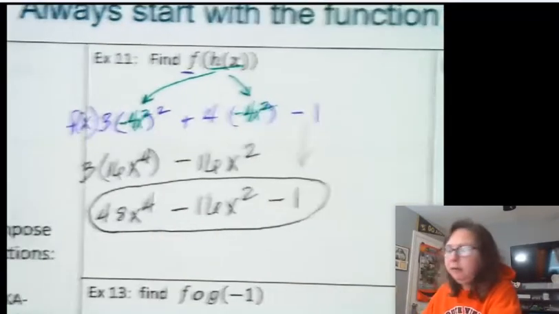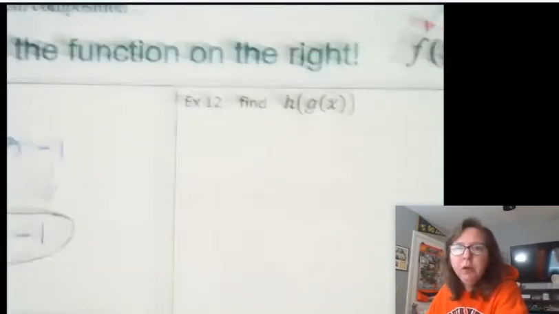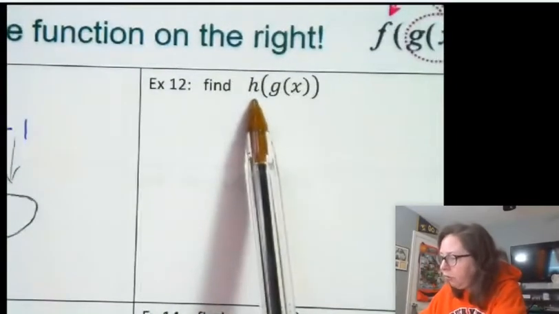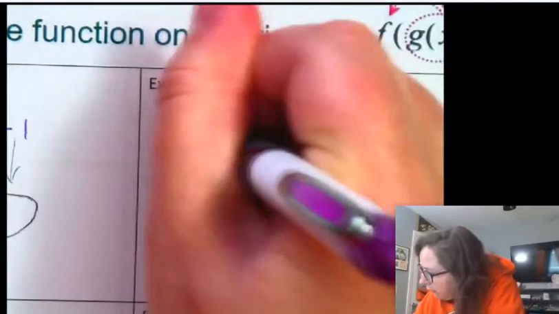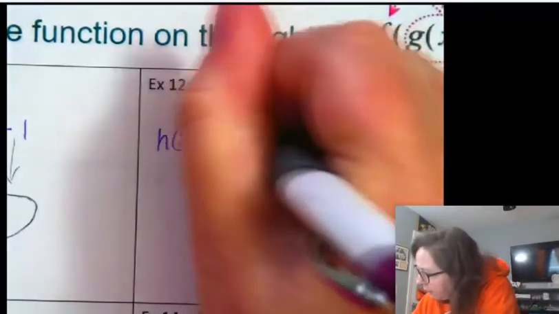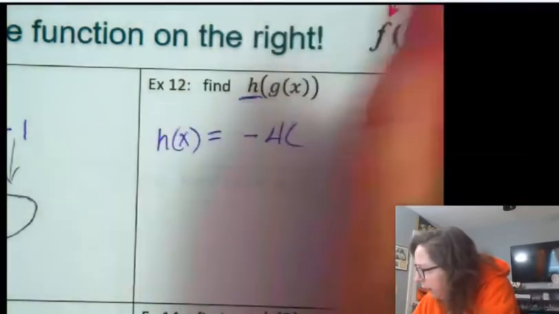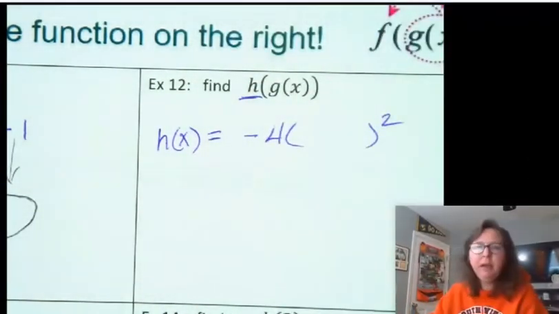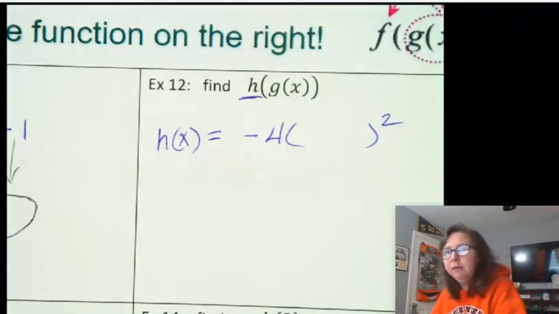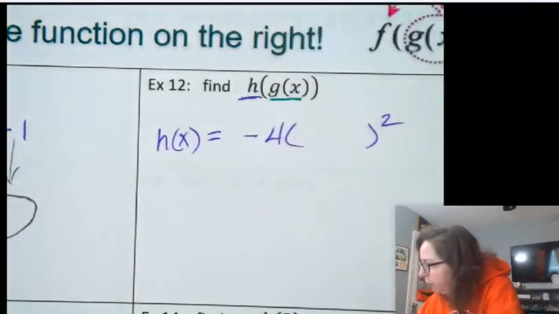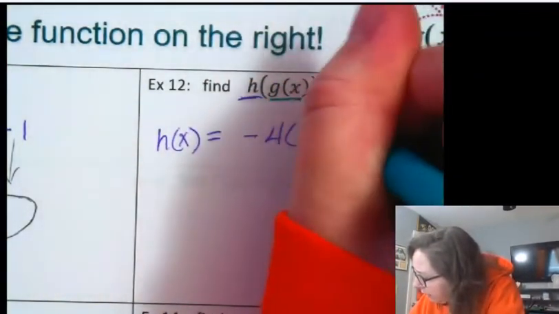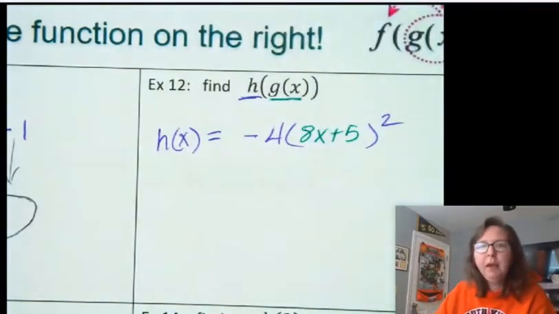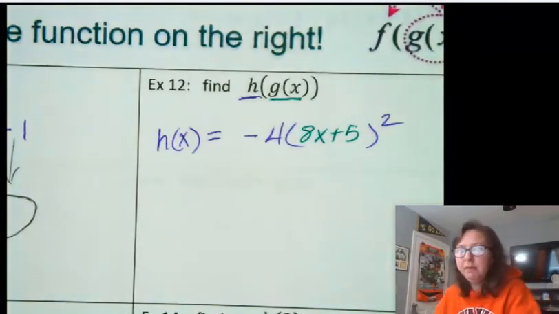Let's do that again. Okay, so this time we're going to take the h of x function. So let's write h of x equals negative 4x squared. That's my h function. Now, inside the h function, I need to put the g of x function, 8x plus 5. Okay, and now I'm ready to simplify this.